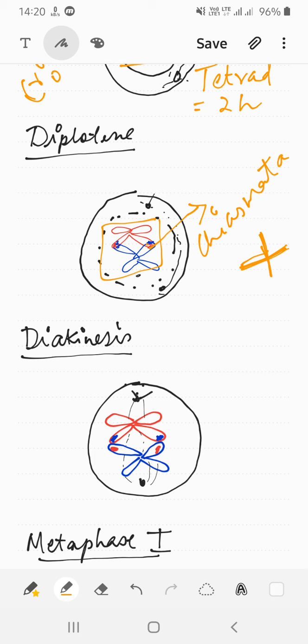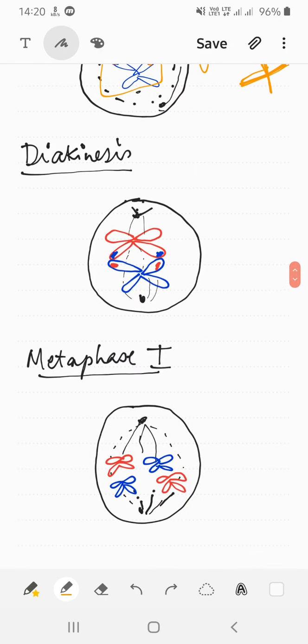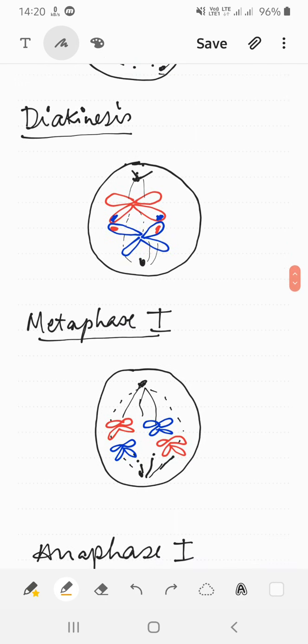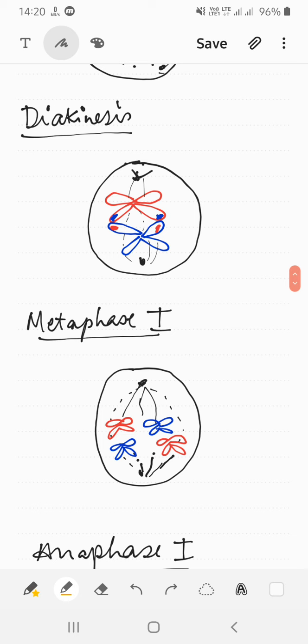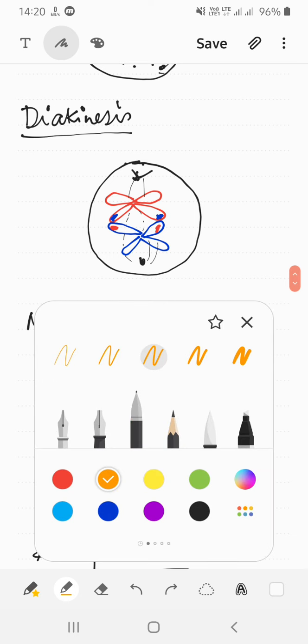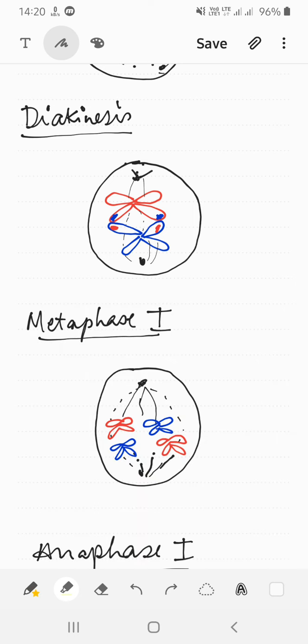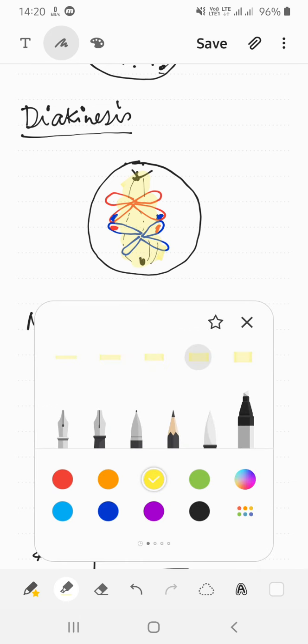You can learn it as chiasmata or chiasmata, both are correct. Now the next is diakinesis, which is the last substage, when the crossing over is completed and the homologous chromosomes are separated. The nuclear membrane and nucleolus disappear, only the spindle fibers are there, and you can see the chromosomes lying on the spindle.